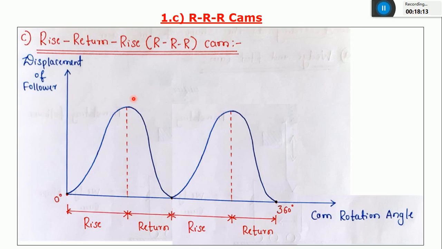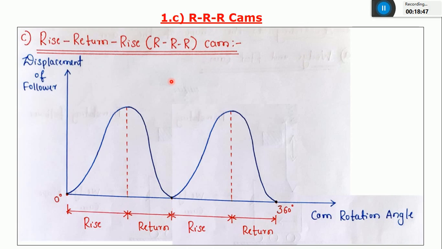After that, it is not taking rest. Immediately it will come down. Again it is rising, again it is returning. It means there is no dwell time. In this type of cam, the follower will not take any rest in between. It is continuously moving up and down. It means rise and return, rise and return. If you're observing such a pattern of follower movement, I can call it a rise, return, rise cam.